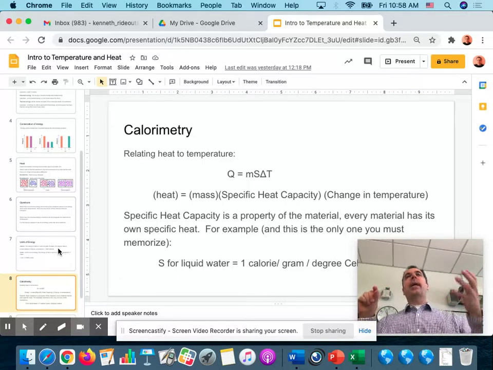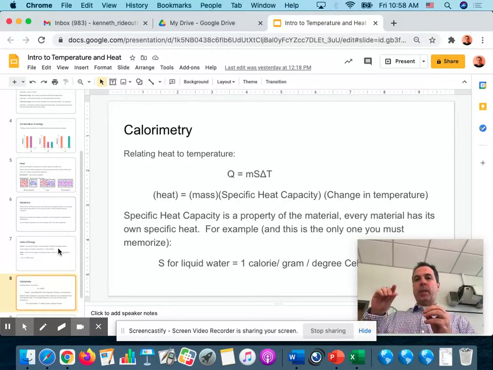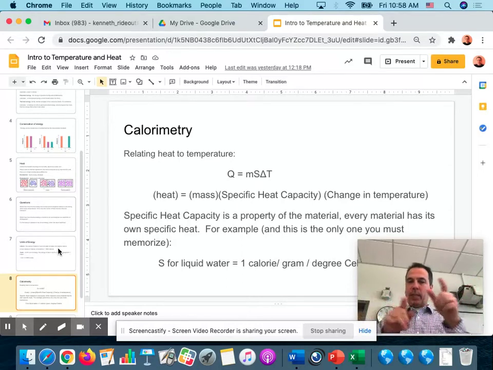Right. On the other hand, if something has a really small heat capacity, right, like metals tend to have small heat capacities, then you can get relatively large temperature changes with just small Q values, right? If you just think about it mathematically.